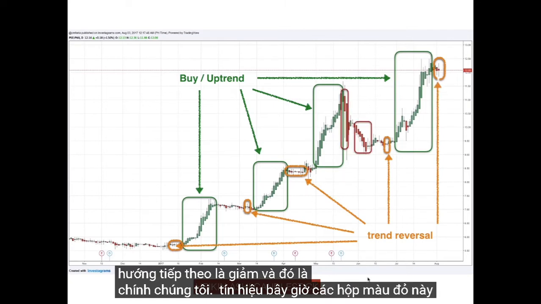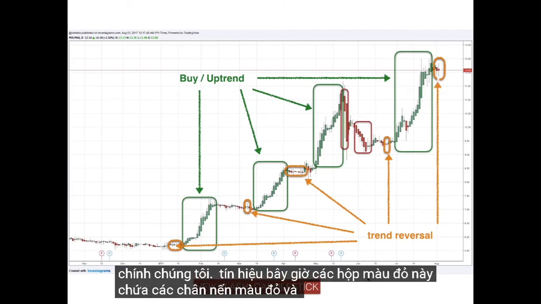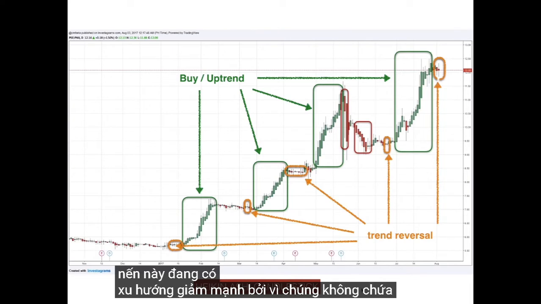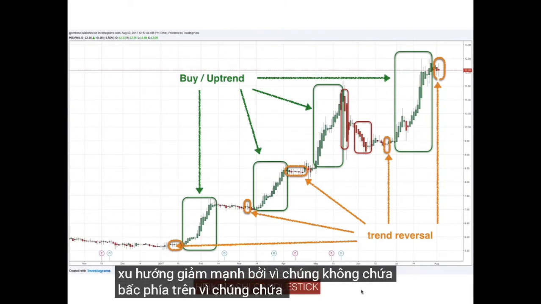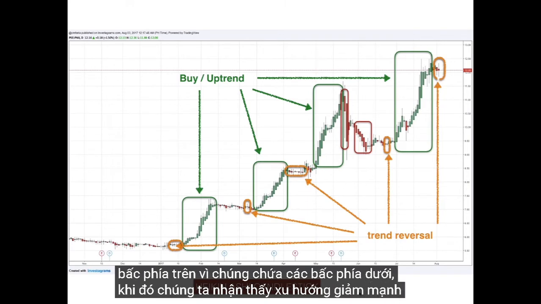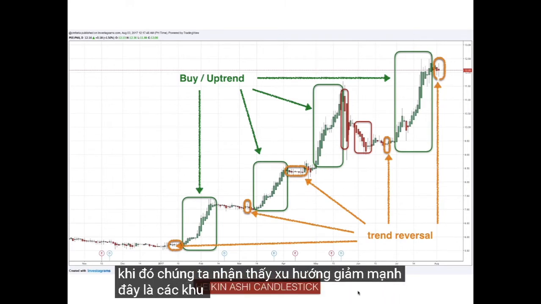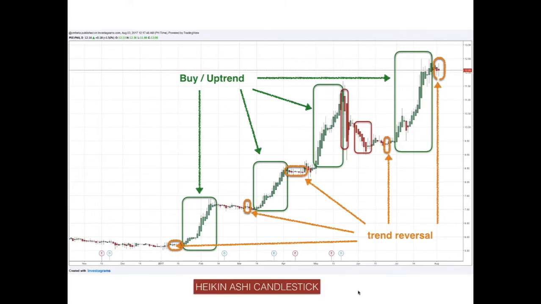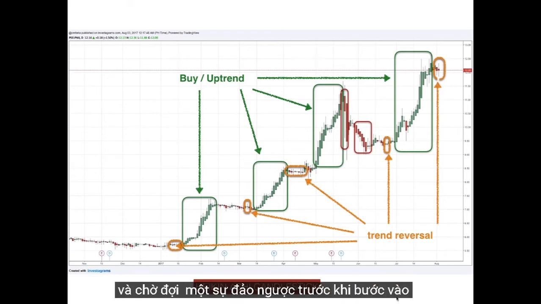Now these red boxes contain red candlesticks, and these candlesticks are on a strong trend downward because they contain no upper wicks. Since they contain lower wicks, then we find a strong trend downward. These are areas where we should sell our positions and wait for a reversal before entering a new position.